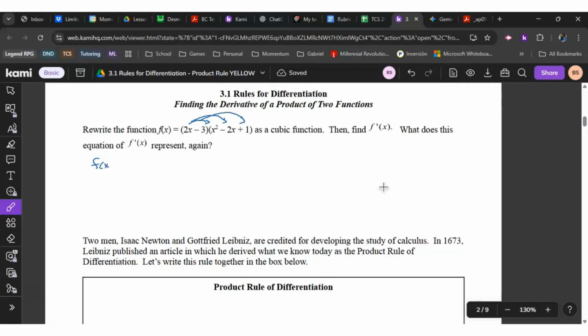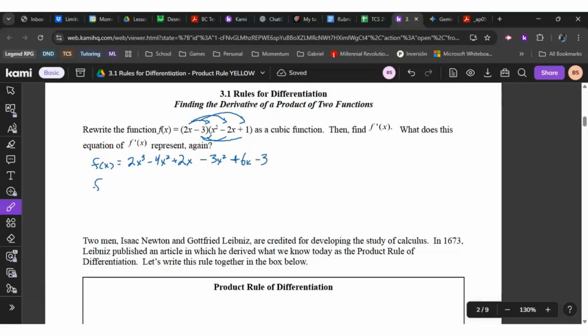So f of x is going to be 2x cubed minus 4x squared plus 2x. Are you all with me so far? Right, we're just plugging that 2x in and multiplying it through. Yes. Good. Now I have to do the same thing to the negative 3. So I'm going to get negative 3x squared plus 6x minus 3.